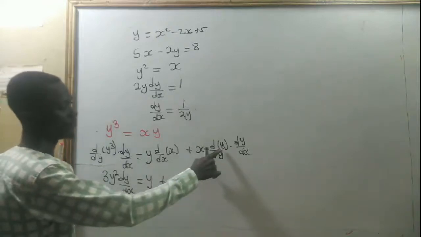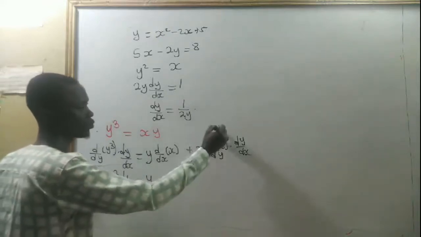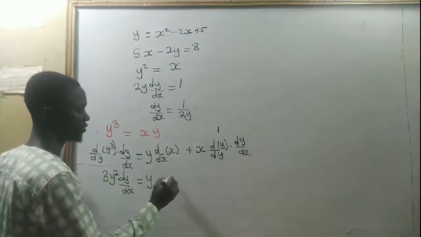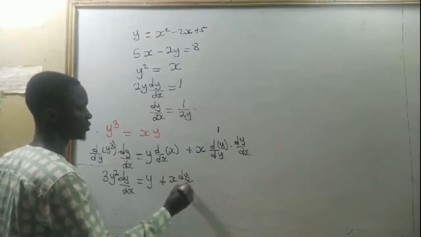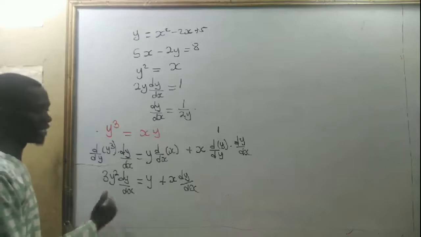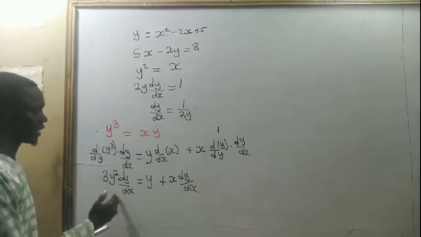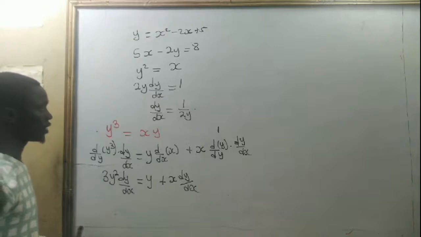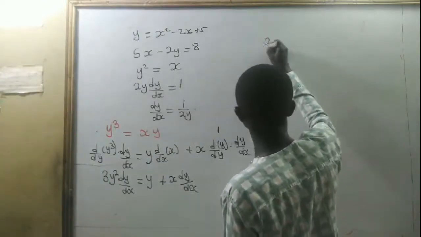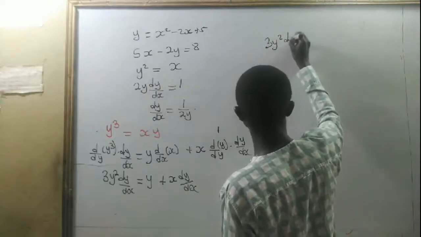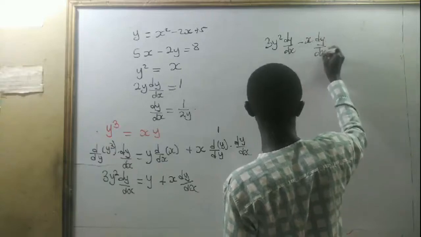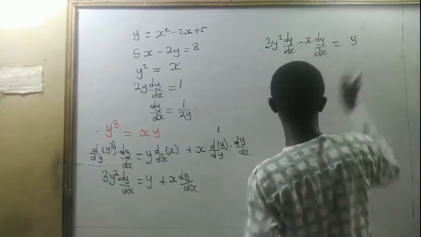Plus, if you differentiate y with respect to y, our answer is 1 times dy/dx, and dy/dx times x will give us x dy/dx. Wow. So now we can group the dy/dx terms together and then we move on. So here we are going to get 3y squared dy/dx minus x dy/dx equal to y.